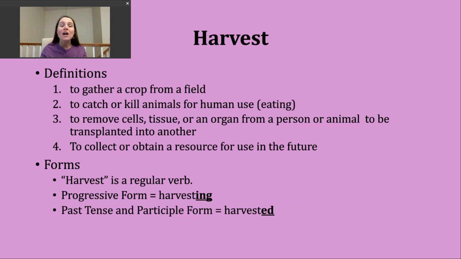You should know that harvest is a regular verb. To make the progressive form, all you need to do is add ing to form harvesting. The past tense and participle forms of this verb can be made by just adding the letters ed. Our base verb, harvest, ends in an unvoiced T sound. So our past tense ending is going to make an id sound, and we're adding an extra syllable as we pronounce it. So it should sound like this: harvested, harvested.